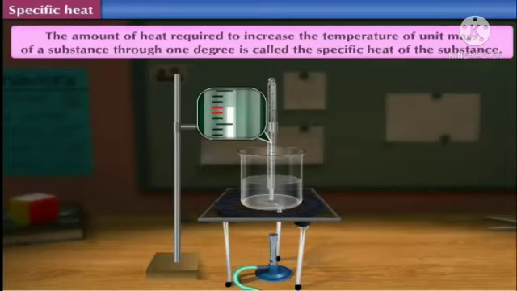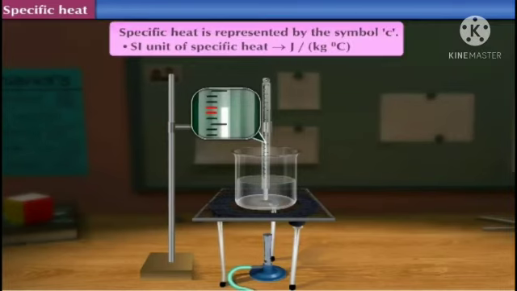Specific heat: the amount of heat required to increase the temperature of unit mass of a substance through 1 degree is called specific heat of the substance. Specific heat is represented by the symbol C. SI unit of specific heat is Joule per kg degree Celsius.